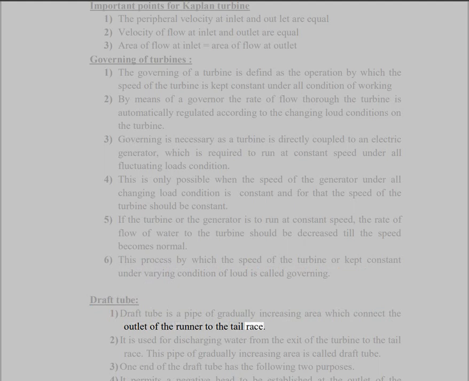Draft tube. 1. A draft tube is a pipe of gradually increasing area which connects the outlet of the runner to the tail race. 2. It is used for discharging water from the exit of the turbine to the tail race. This pipe of gradually increasing area is called a draft tube.